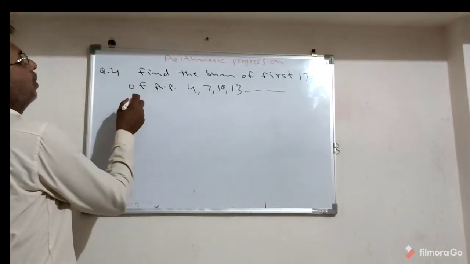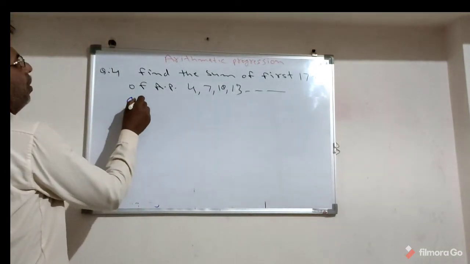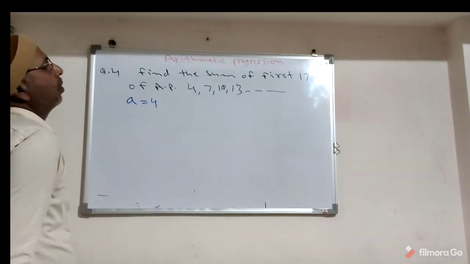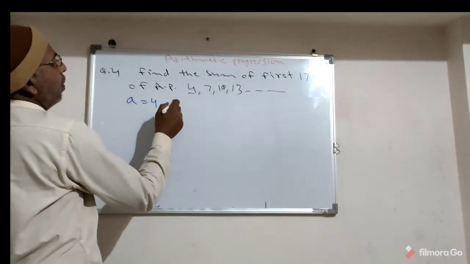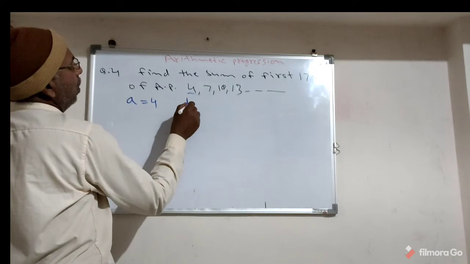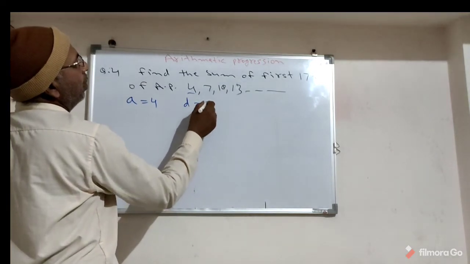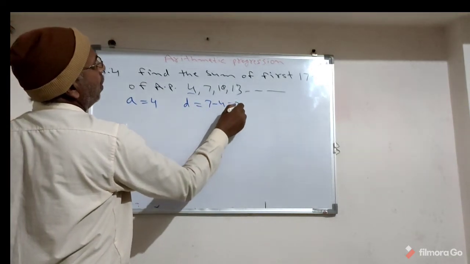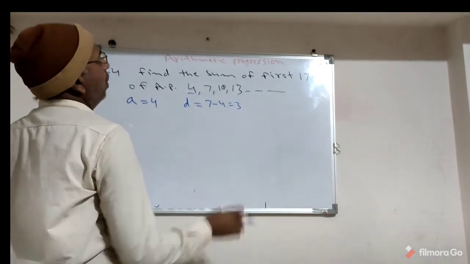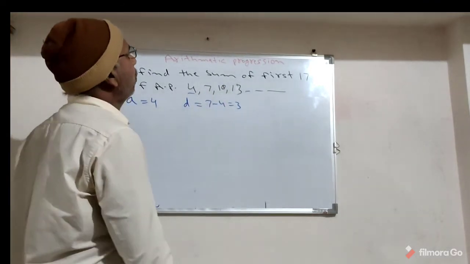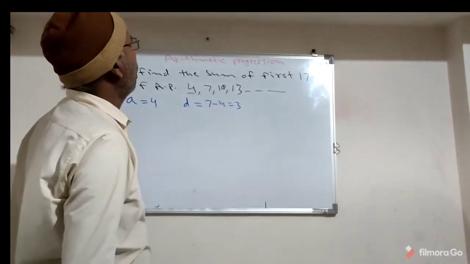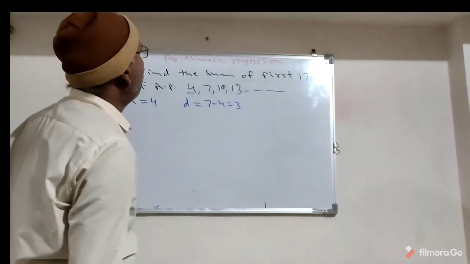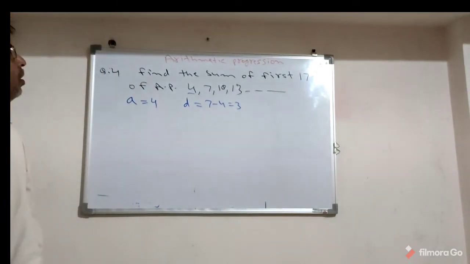Here we are given that the first term of the AP is 4 and the common difference D is 7 minus 4, which is 3. 10 minus 7 we also get 3, and 13 minus 10 we also get 3. So the common difference is 3.